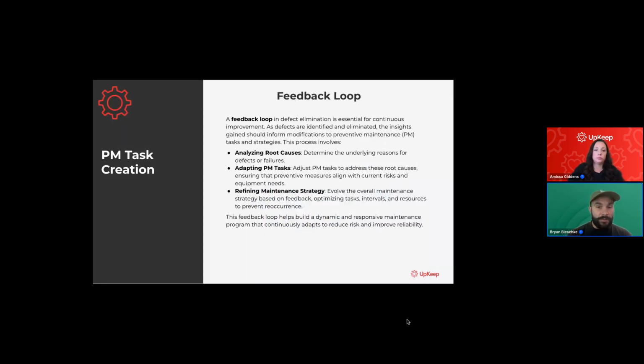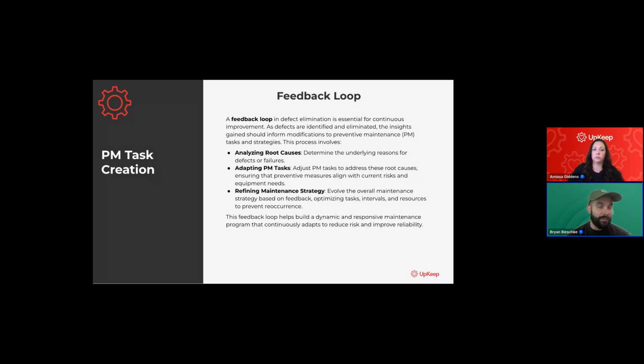And then, of course, we have to have a feedback loop. So we want to know what's going on so we can make those adjustments. Defect elimination is essential for continuous improvement. As defects are identified and eliminated, the insights gained should inform modification, preventive maintenance tasks, and strategies. Super important. We've got to know where we are and the successes that we're having.